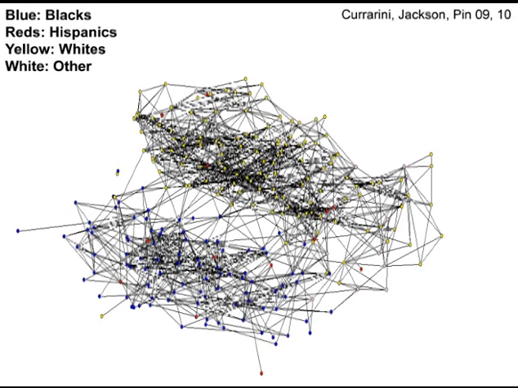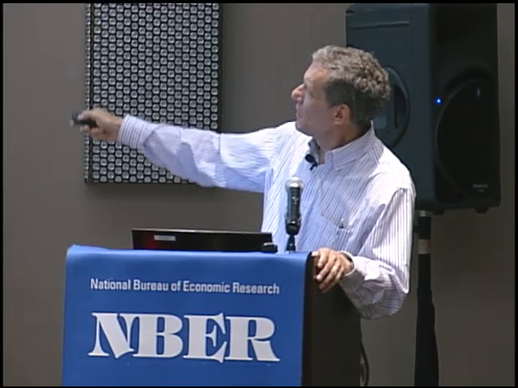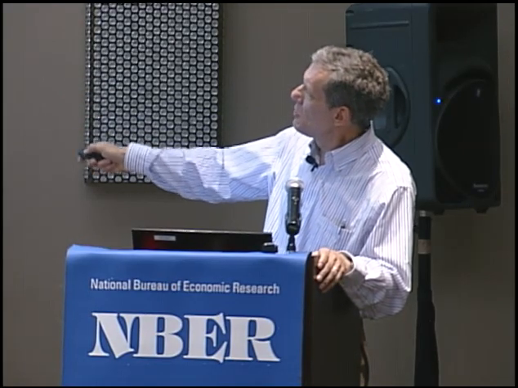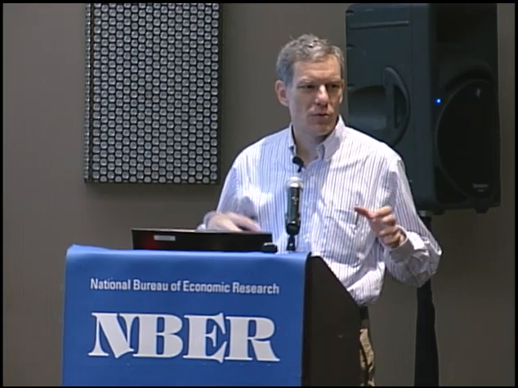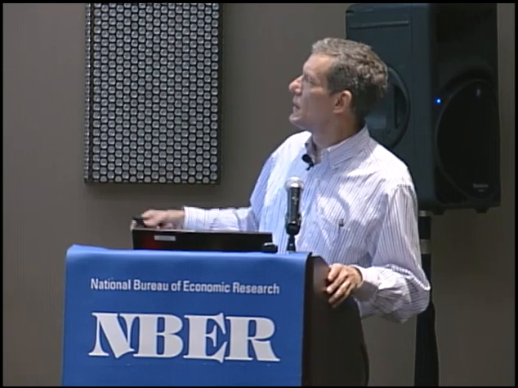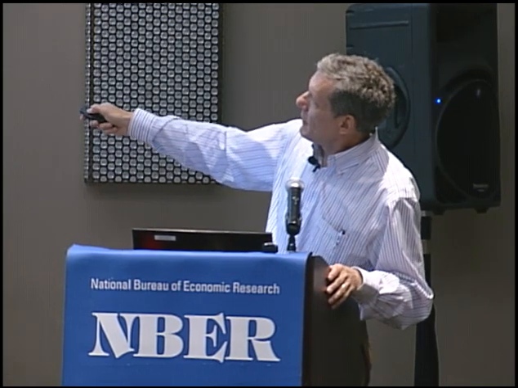These are students in a high school, color-coded by self-reported race. This is an Add Health data set again. The blue nodes are blacks. Red nodes are Hispanics; there are a few in this school. Whites are yellow. And then there are a few others, depending on whether people clicked multiple characteristics or didn't report. So there's some data missing here.